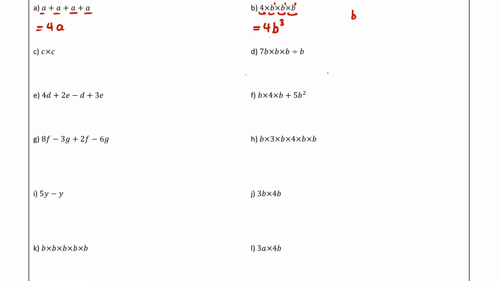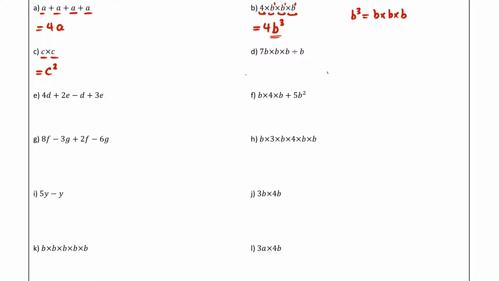And again, b cubed does mean b times b times b, and therefore when I multiply it 3 times, I should get b cubed here. The next one says c times c. That's same as saying c squared.